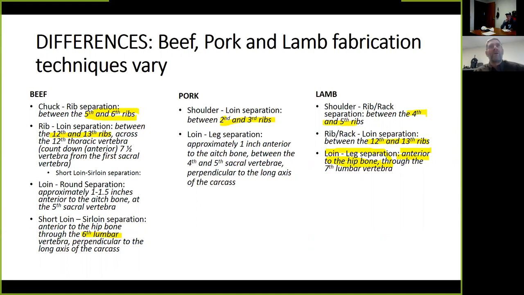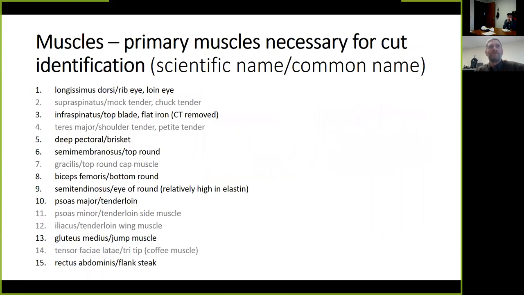Now, let's go on and look at some muscles. Okay, so the primary muscles that we need to know are in this list. I've made it a little bit easier, and the ones that are black, you have to know. That's what you're going to be tested over. The ones that are gray are nice to know, but you can identify the cut without knowing the muscle. If we know the longissimus dorsi muscle and where it is in the carcass, then we can identify a lot of different cuts.